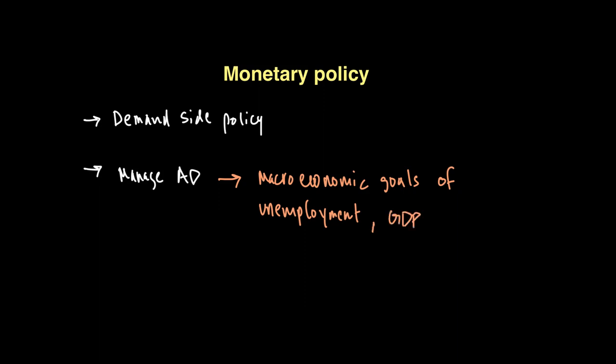Another important demand side policy is the monetary policy. Monetary policy is used to manage aggregate demand, and this management of aggregate demand can result in macroeconomic goals of unemployment, GDP, current account, and even inflation being managed in an economy. Now, let's talk about the tools of the monetary policy.